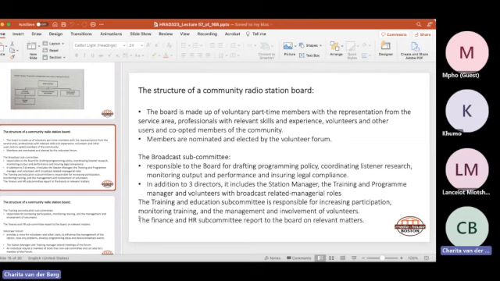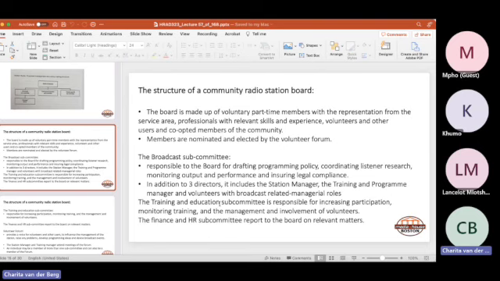involvement of volunteers overall. I wonder if you just understood what I said. So the Training and Education Subcommittee is responsible for increasing overall participation, for monitoring training, and for the management and involvement of volunteers. That's better.